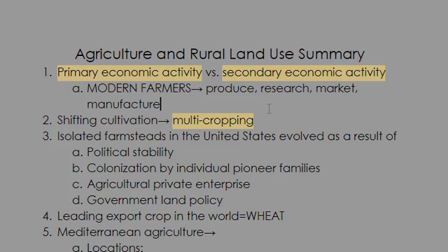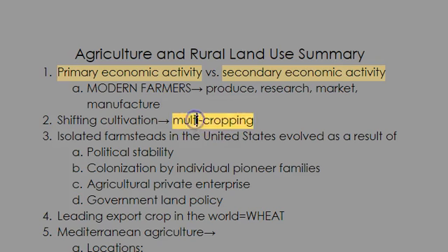Modern farmers also research what people in their area want. They market and they manufacture their products. They're much more likely to be involved in both primary and secondary economic activity than they are just primary.